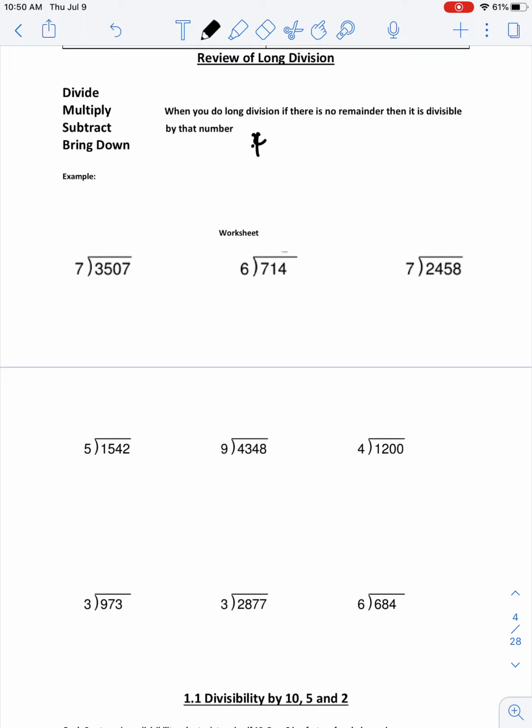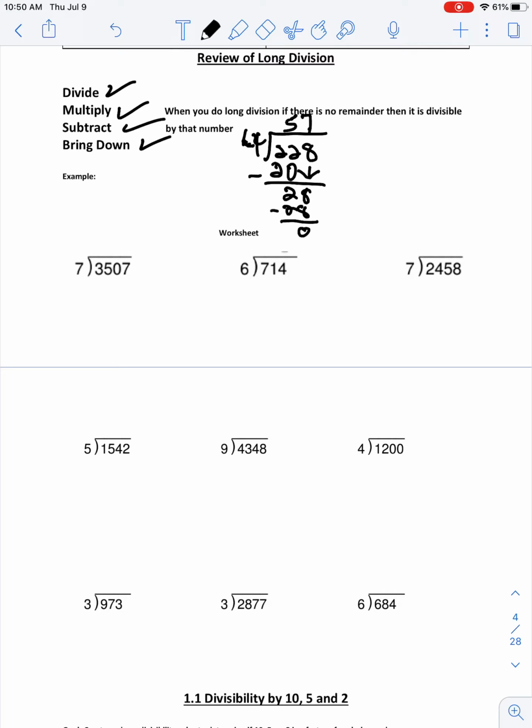4 going into 228. First off, we start off with divide. 4 into 22 goes 5 times. Okay, that's the divide part. Next, multiply. 4 times 5 is 20. Next, subtract. 22 take away 20 is 2. Next, bring down. I drop the 8. 4 goes into 28 7 times. For 28, I subtract, and I get a remainder of 0. So 57 is my final answer.